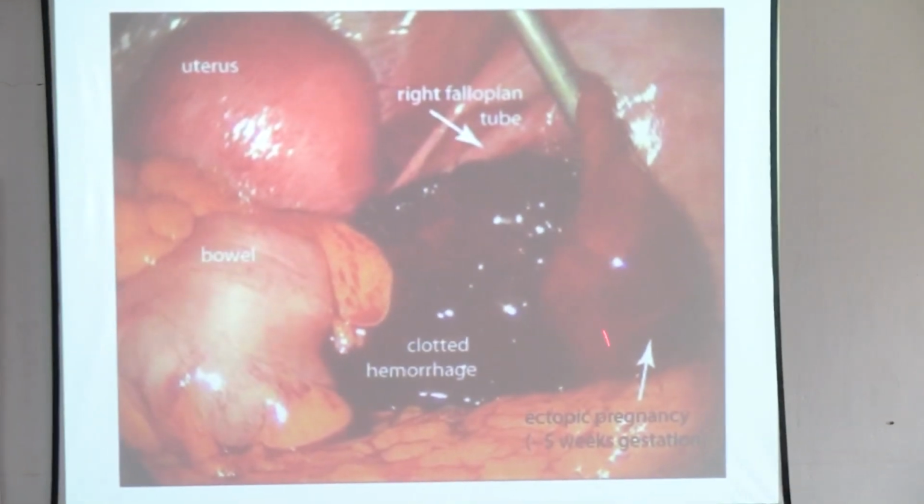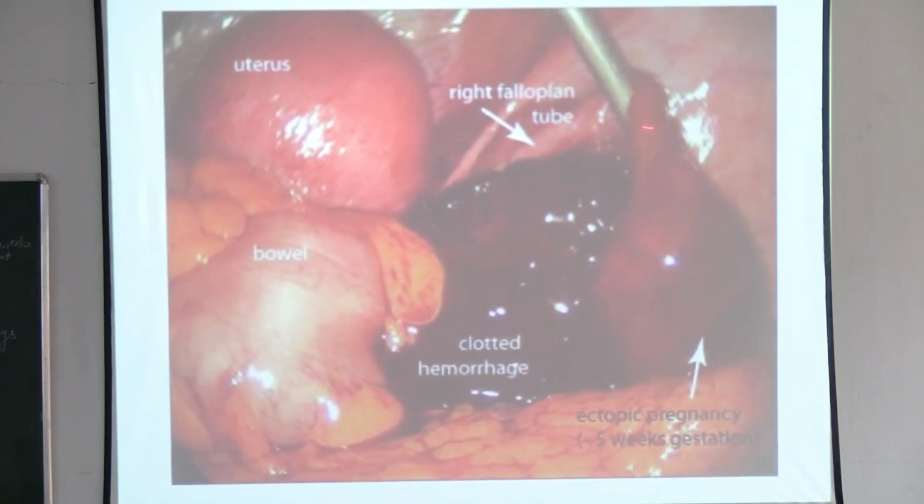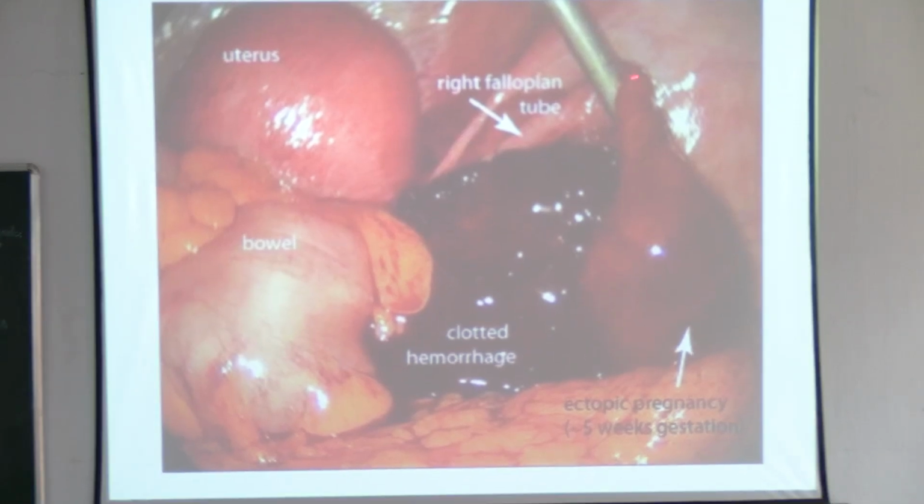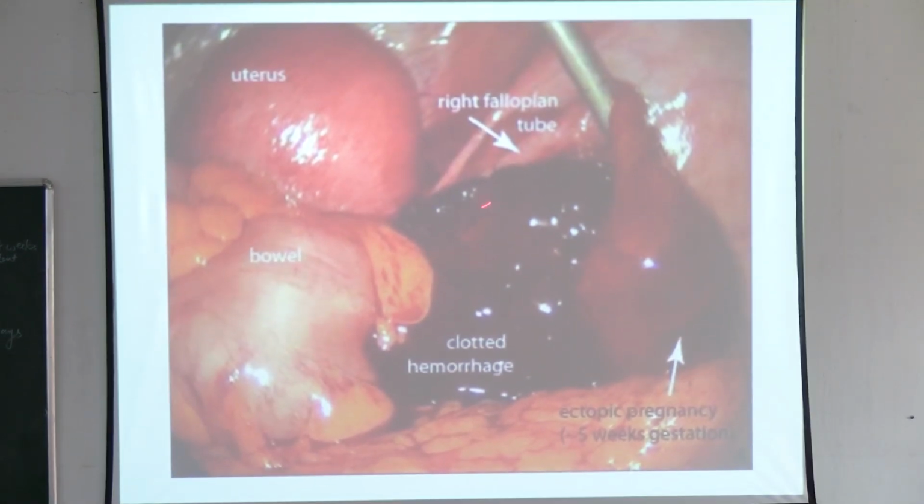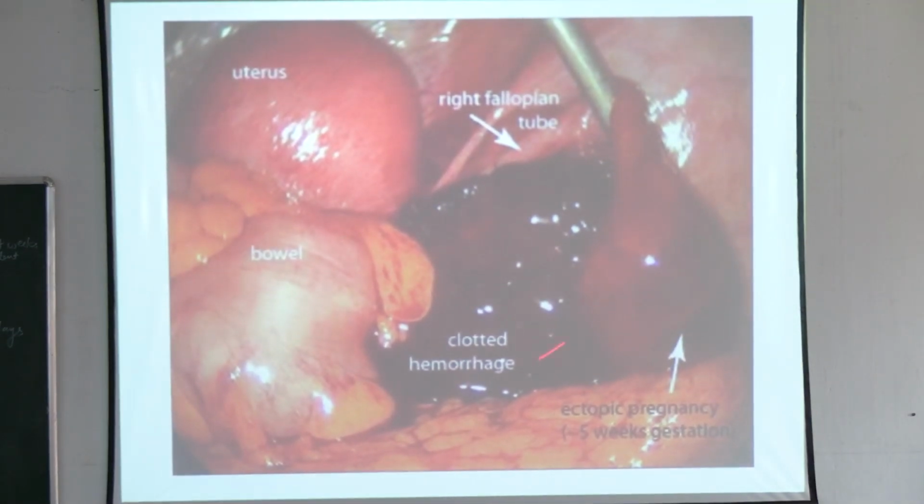So, this is the picture of the laparoscope. You see, this is the uterus and this is the tube. The tube is there, and this is the pouch behind the uterus, the pouch of Douglas. This is labeled as the uterus, and this is the tube, and this is the fimbrial end of the tube.